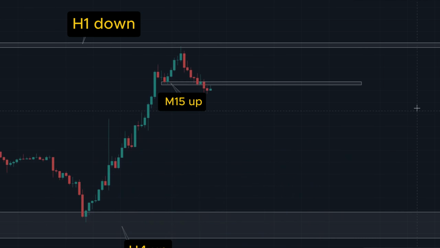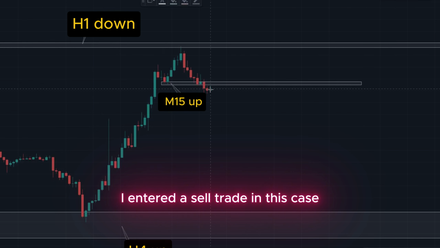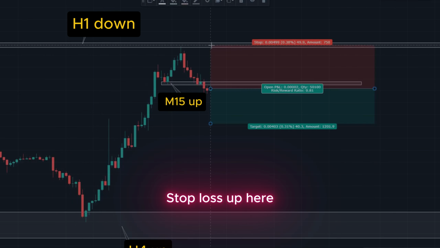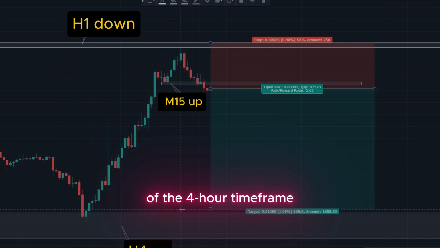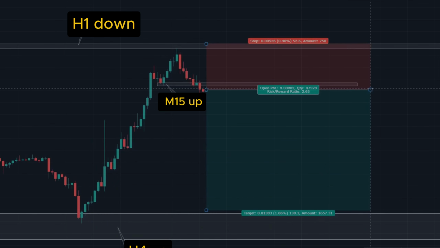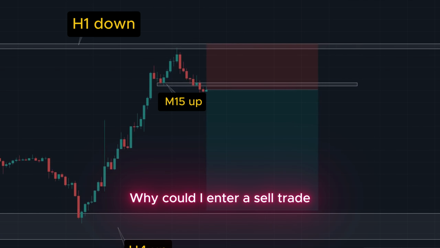Because of this, I entered a sell trade in this case. Stop loss up here. Target down to the key level of the 4-hour timeframe. The risk-reward ratio is 2.6. Why could I enter a sell trade in this case?